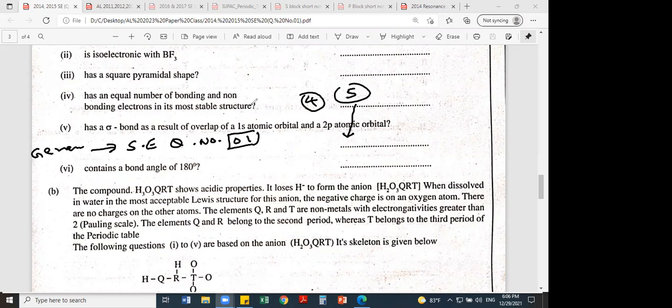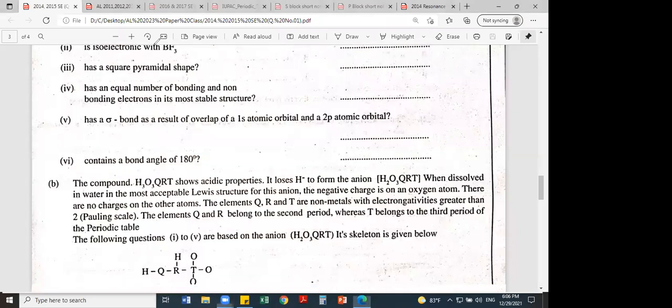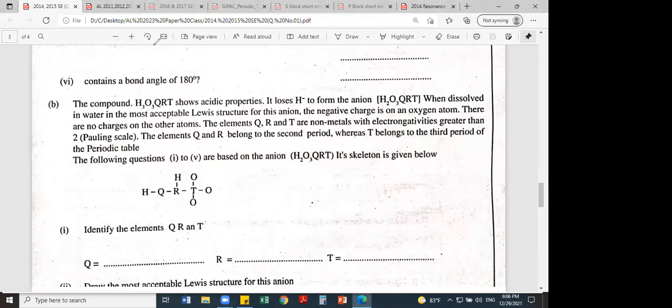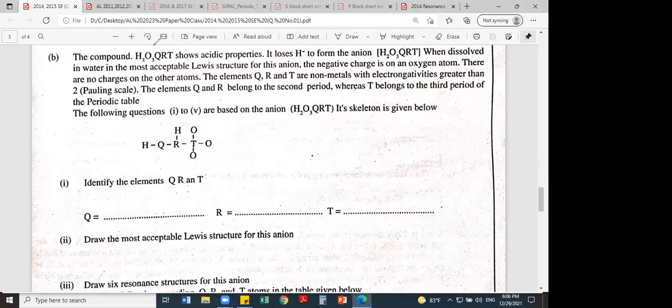MCQs they can ask, right? Then we finish this, okay. Then next one, part B. Part B is actually a little difficult compared to the earlier ones because they are not given the real symbol of the element.